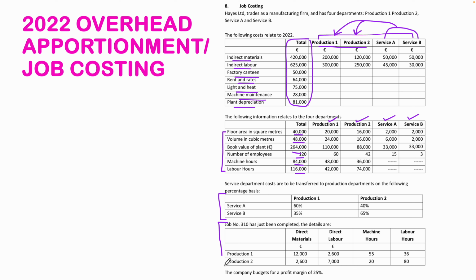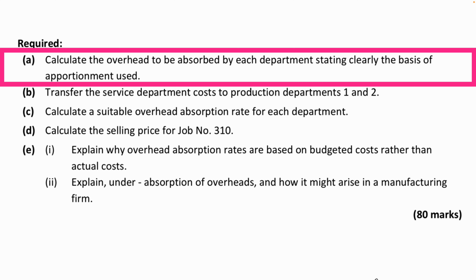Next, we have information here. Job number 310 has just been completed. The details are: Production 1, we've got 12,000 direct materials, 2,600 direct labour, 55 machine hours, 36 labour hours. In Production 2 department, we've got 2,600 direct materials, 7,000 direct labour, 20 machine hours, 80 labour hours. And then the company budgets for a profit margin of 25%.